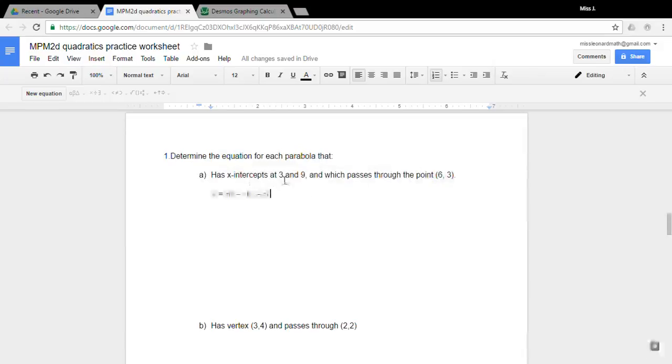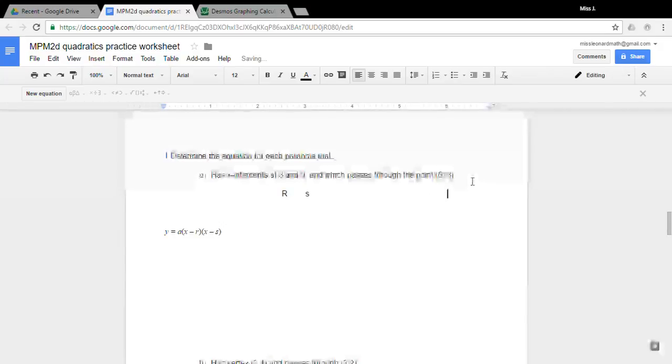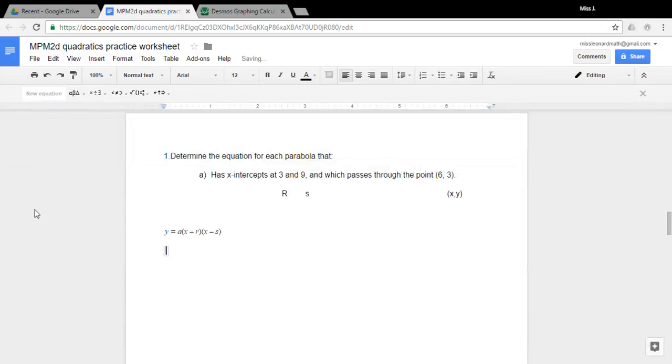Okay, so your x-intercepts, that gave us our r and our s. Okay, so I'm just going to make a little note of that here. The 3 is your r value, the 9 is your s. And then the other point it gives us, we're going to use as our x and our y. Okay, so they give us a lot of information here. So first we're going to use our y, which is 3. So 3 equals. We don't know what a is, we have to leave it as a.